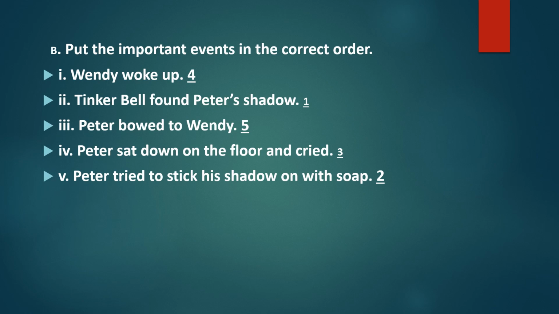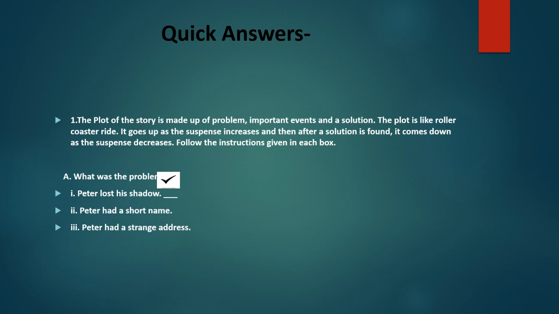So what happened first? Number 1 is Tinker Bell found Peter's shadow. After that, Peter tried to stick his shadow on with soap. After that, what happened? Peter sat down on the floor and cried. Then Wendy woke up. And in the last, Peter bowed to Wendy. Clear, children?